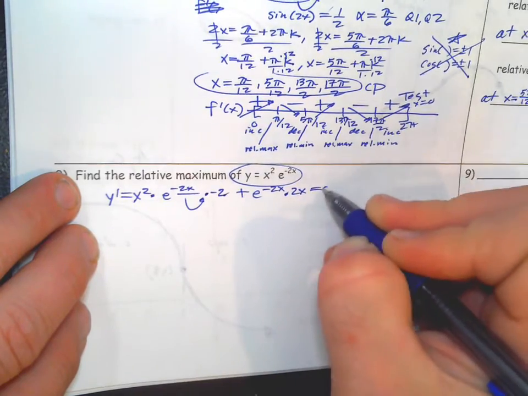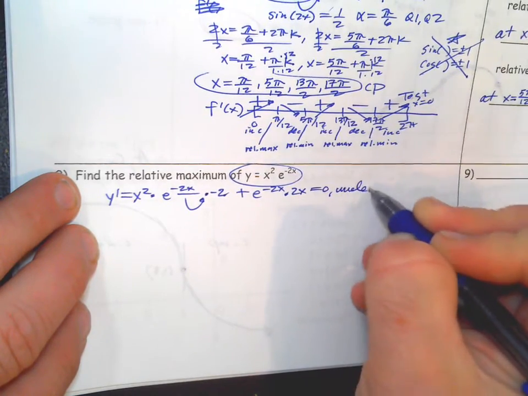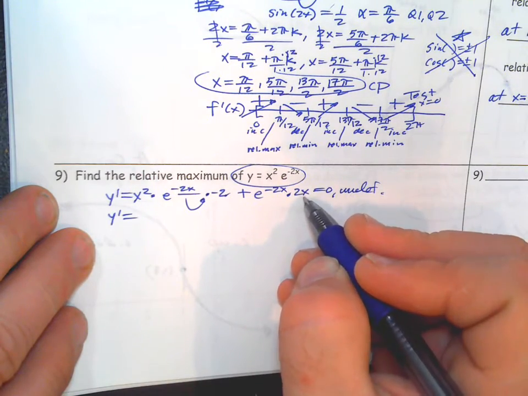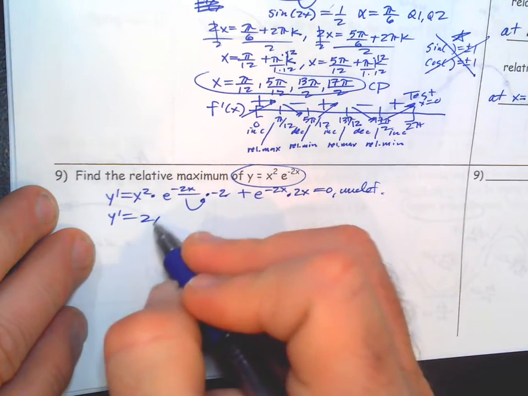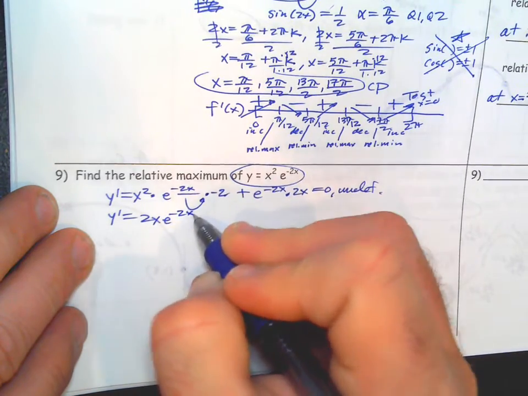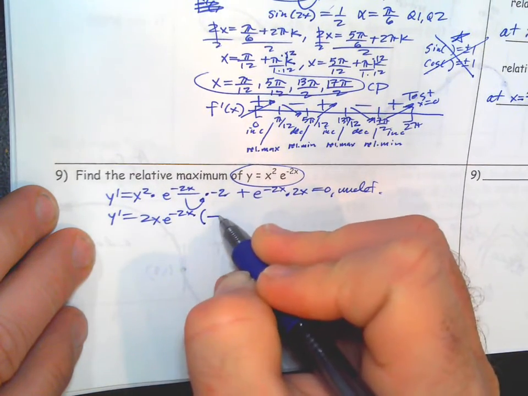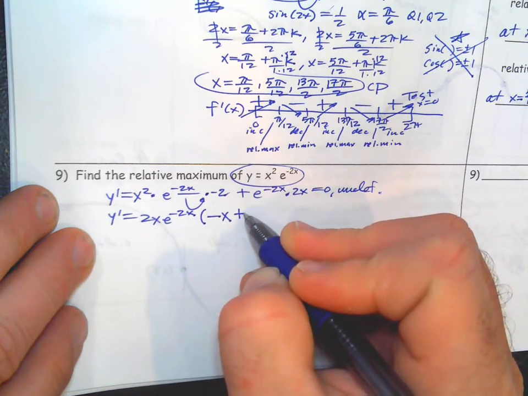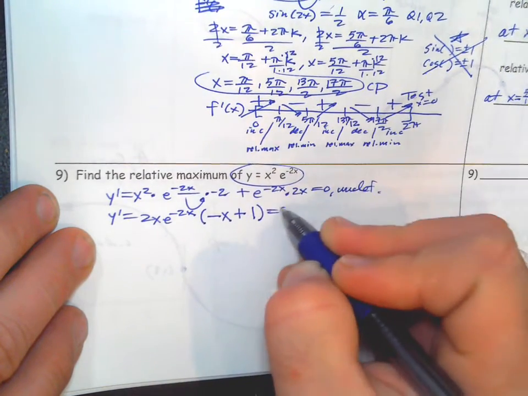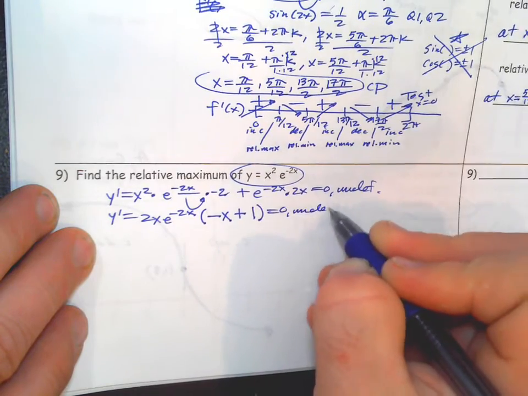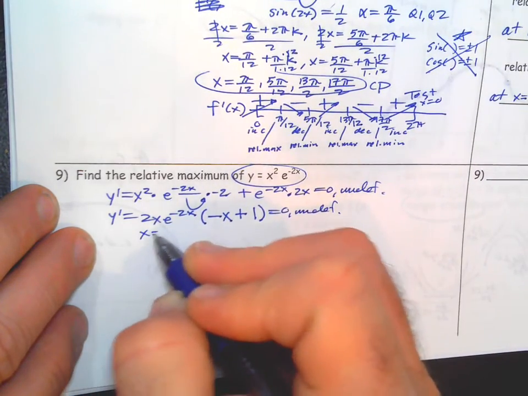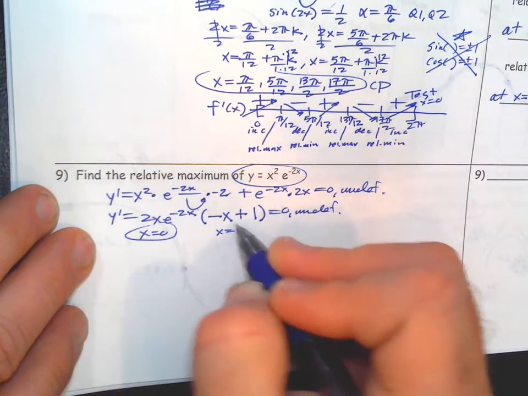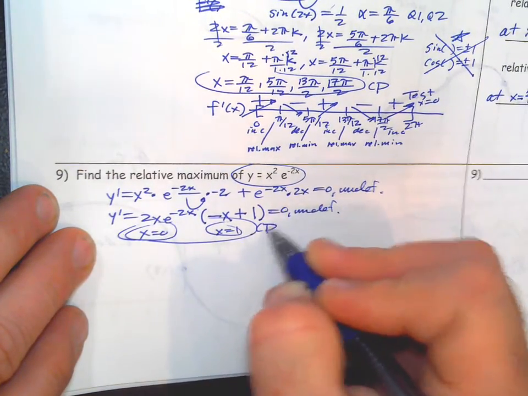And we're going to set this equal to 0 or undefined. Now I think I'm just going to try and factor this out. I can factor out an x, a 2x, and an e to the negative 2x. And then that would leave a negative x here and a plus 1 here. So x equals 0 and x equals 1. This isn't going to give you anything. These are your critical points.